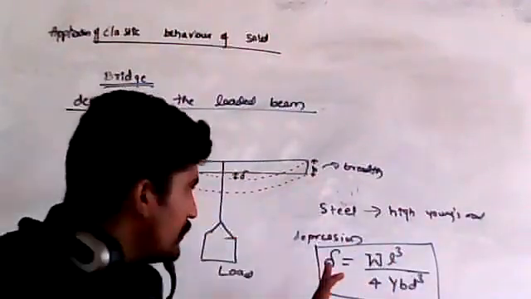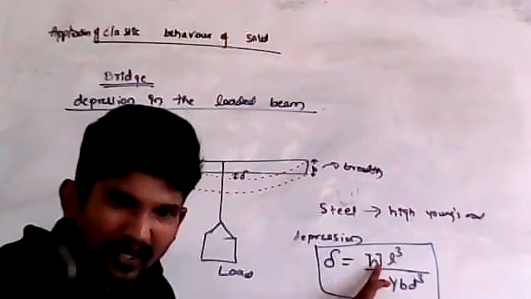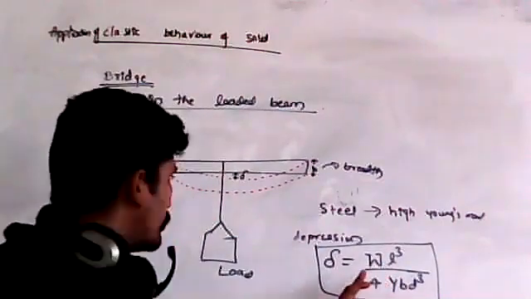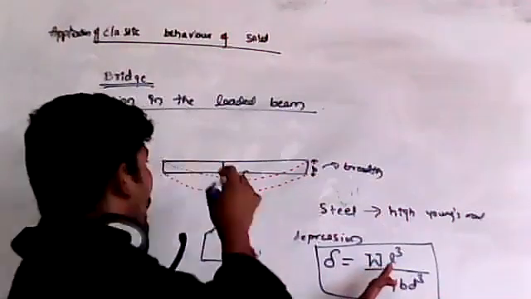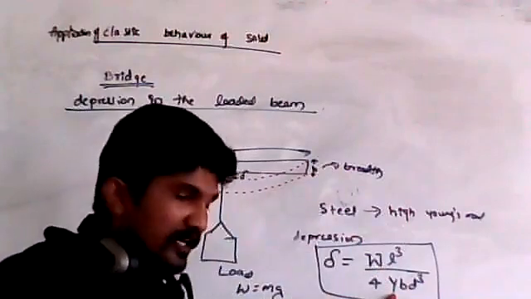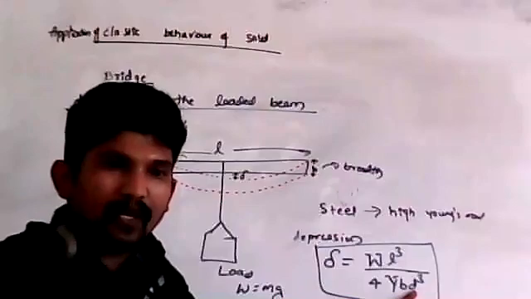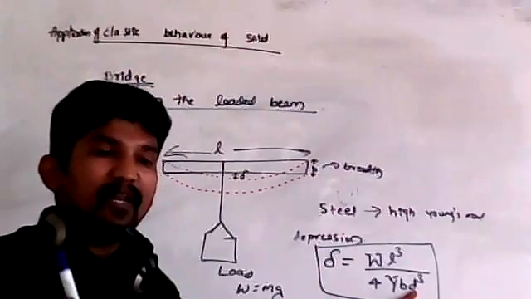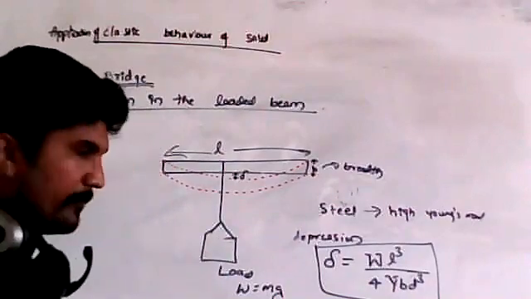That's enough. Here delta means depression, W means weight, it is nothing but M into G. We can write W is equal to M into G. L means length of this, Y means Young's modulus, B means breadth, D means depth of the pillar.